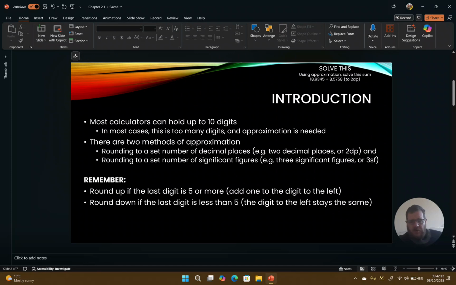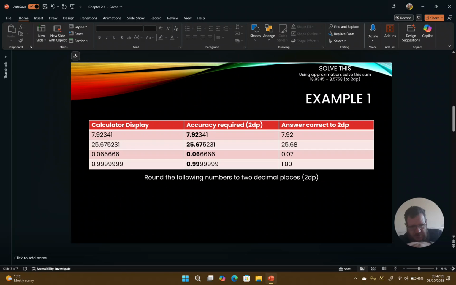Just remember the rules when you're doing approximation, and that is to round up if your last digit is 5 or more, or round down if it's less than 5. And here are a few examples that touch on that. So anything that follows the whole number after the decimal point would be what we round up here.